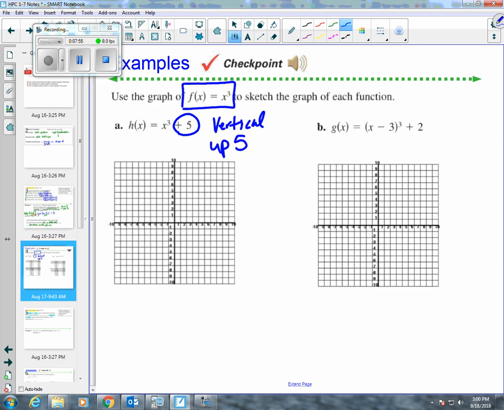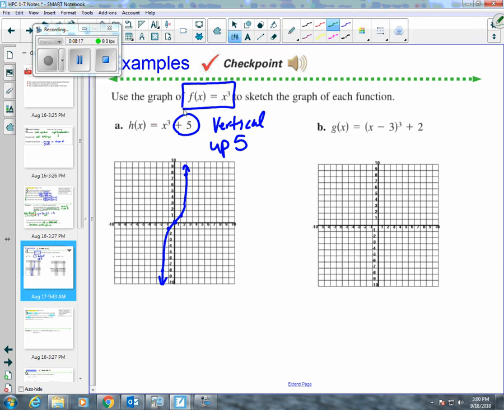So think about the parent graph for x cubed. My parent graph has the points like (0, 0), (1, 1), (2, 8), (-1, -1), (-2, -8), this original parent graph. So think of this original parent graph, x cubed, and we are translating or moving this entire graph up 5.